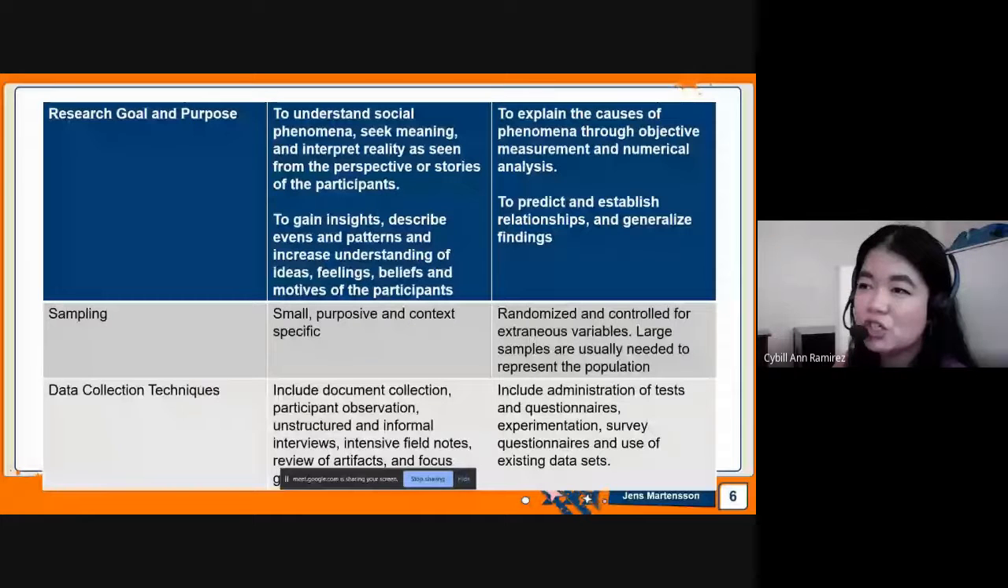Validate your questionnaire, you have to do a test of validity and test of reliability to make sure that it is free from error. So, you do pilot testing.